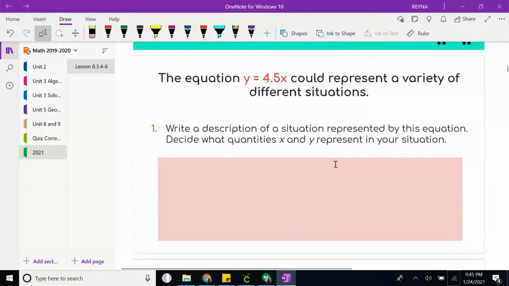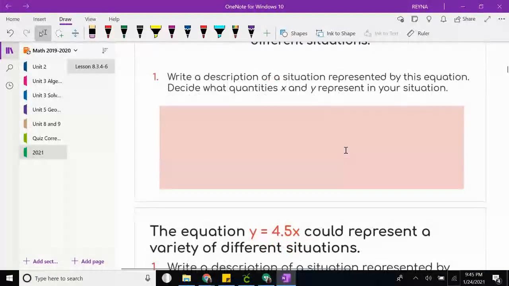So for our first problem, let's take a look at this equation. Y equals 4.5x. So this can mean all kinds of different things. You could make up your own situation. I'm going to show you the one that I made up for me, so what this would look like in real life.